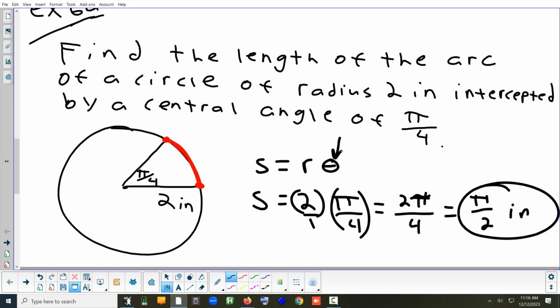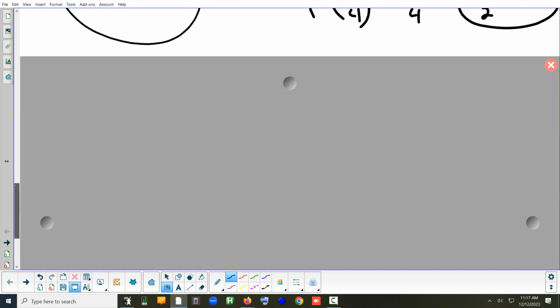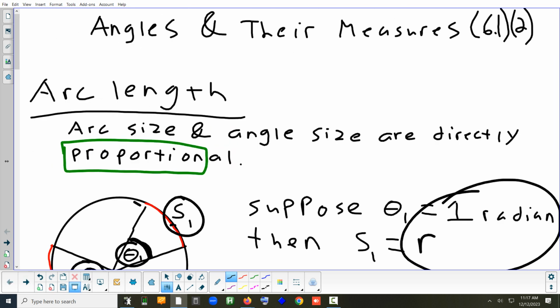So pi over 2, well, that's 3.14 divided by 2. It's about 1.57 inches. If they ask for a decimal, you could do it. Otherwise, just leave it like that. Pi over 2 inches. Any question on that one? It's a pretty straightforward formula. So not much with it. Let's try one more.